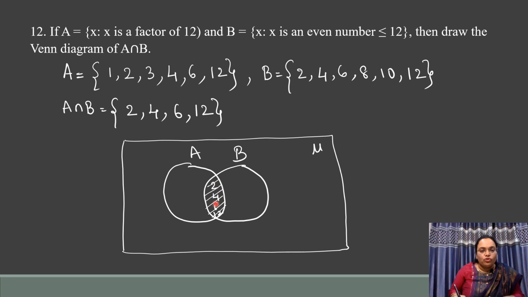Other than 2, 4, 6, 12, what are the elements of A? 1 and 3. So you will write 1 and 3 in A. And other than 2, 4, 6, 12, what are the elements of B? 8 and 10. You will write it in B. Okay. So this is the Venn diagram for A intersection B.